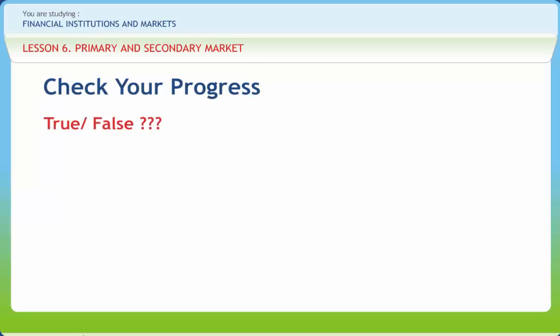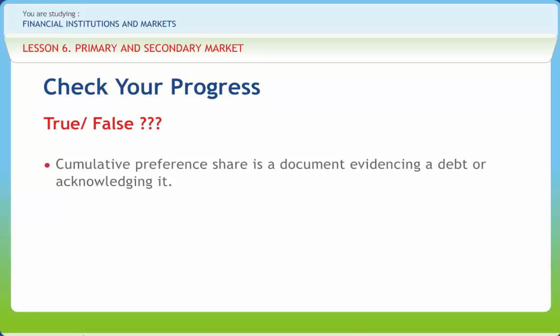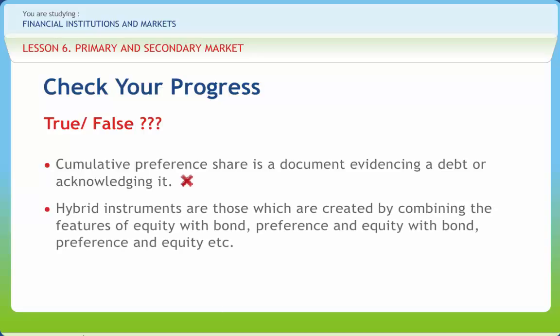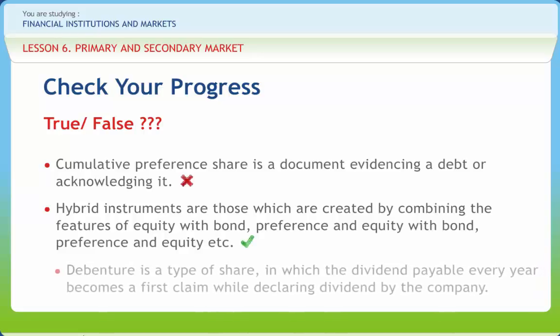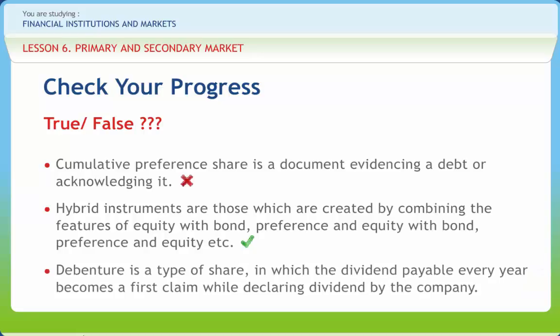Now let us check if we have understood the various concepts discussed in this lesson clearly. Cumulative preference share is a document evidencing a debt or acknowledging it. Right or wrong? Wrong. Hybrid instruments are those which are created by combining the features of equity with bond, preference and equity, etc. Right or wrong? Right. Debenture is a type of share in which the dividend payable every year becomes a first claim while declaring dividend by the company.